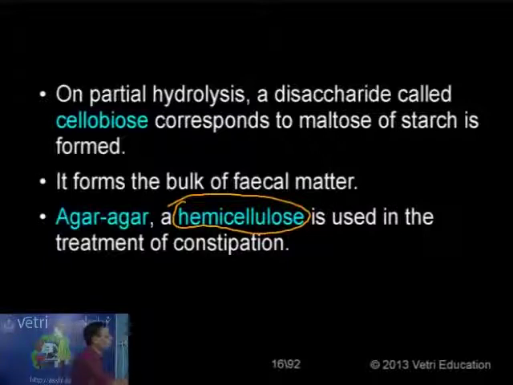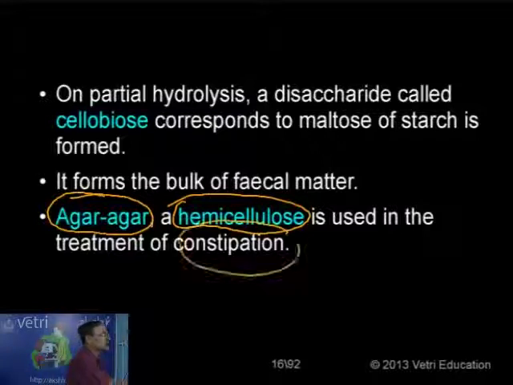Now agar, which is obtained from algae and used as a medium for culture, is a hemicellulose. Doctors provide agar for relieving constipation. When agar is taken inside, as it contains cellulosic material, it prevents constipation and promotes bowel movement.